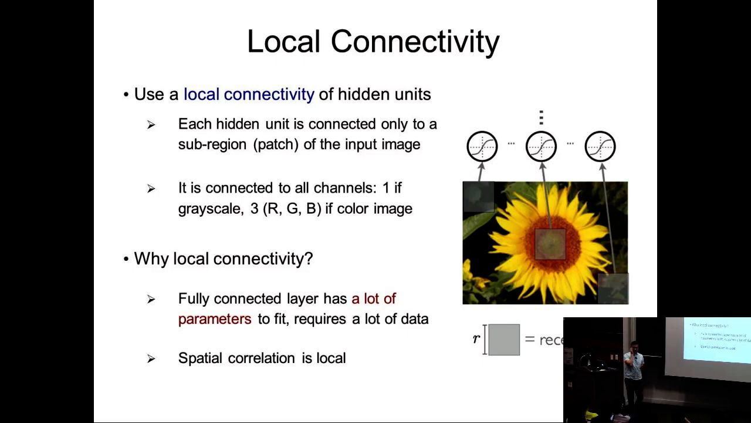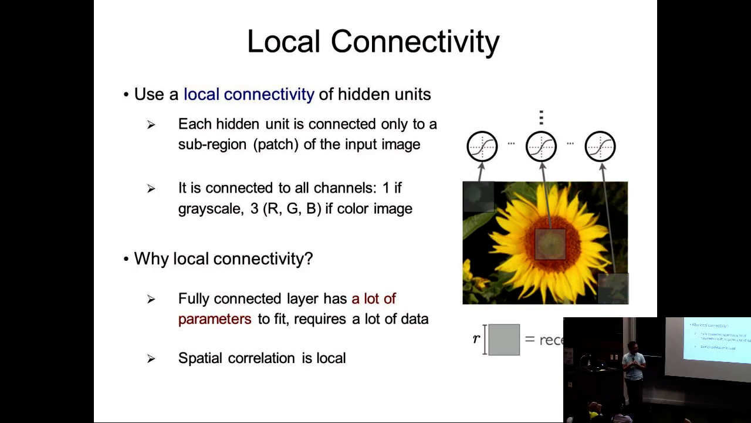The idea is fairly simple, right? Fully connected layers have a lot of parameters, so it's just impossible to deal with high-resolution images. You have to restrict connectivity. And the more important piece is that the spatial correlation is local. What's happening here might not impact what's happening here, right? In particular, looking at the local correlations.